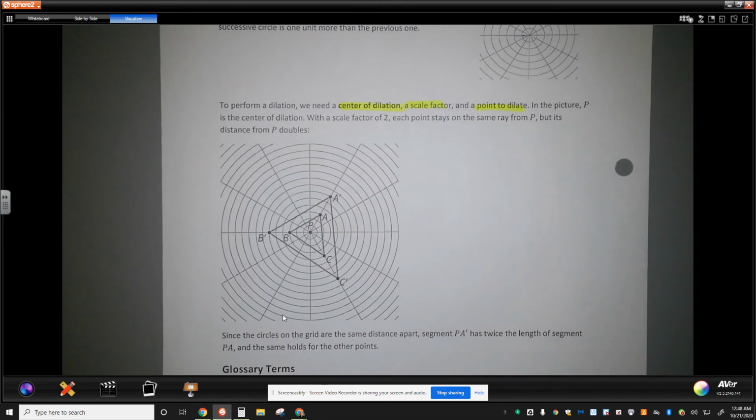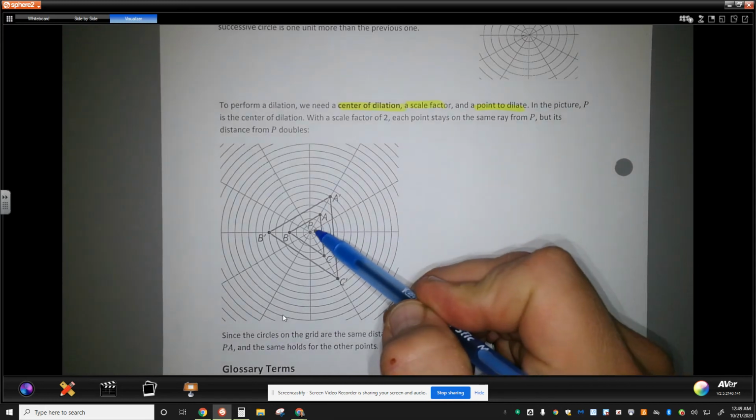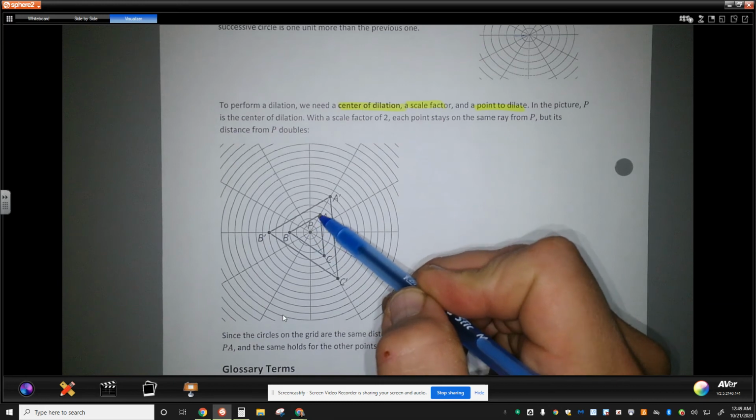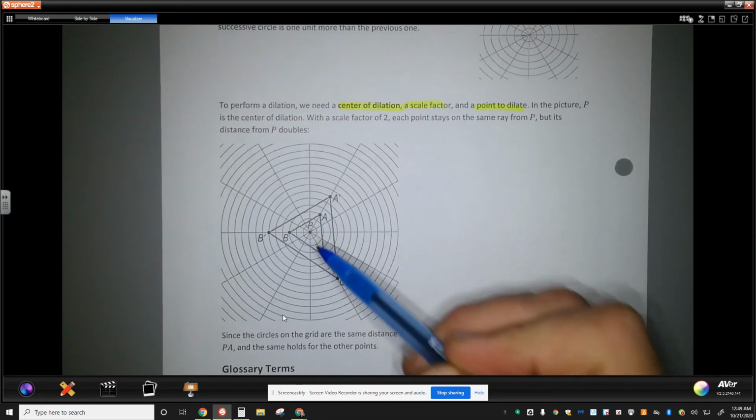Since the circles on the grid are the same distance apart, segment PA prime has twice the length of the segment PA. Now, if you remember in a previous lesson, I said you notice that the size of the figure doesn't necessarily match the scale factor. The reason for that is because when we're talking about scaling or dilation, we're talking about only the distance between 2 points changing.